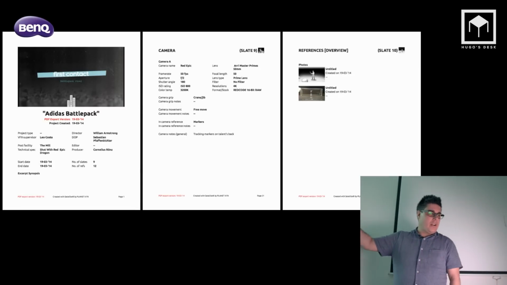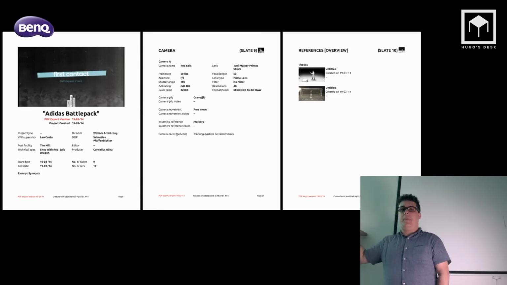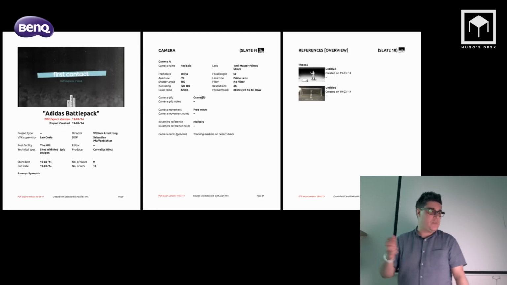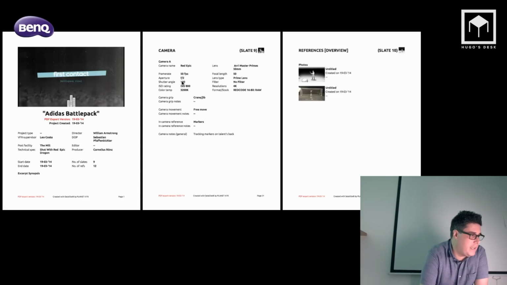This is an on-set report. It's a PDF that you can give the client. This comes out of that application. So this was a commercial that we did at the mill. And we see here that the supervisor was Leo. It was done by the mill. It was used with the Epic Red camera. This was the producer. And then you have the f-stops of all the lenses, and then you have all the shots.